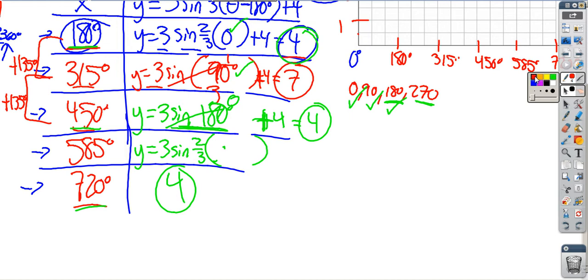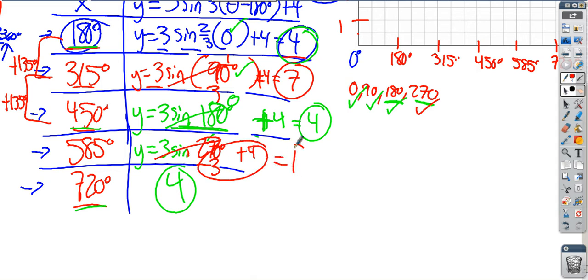Oops, let me use a different color here. So this is 405, and 2/3 of 405 turns out to be 270, and that is exactly what was supposed to show up. The sine of 270 and then plus 4. The sine of 270 is -1, and 3 times -1 is -3. -3 plus 4 is equal to +1.